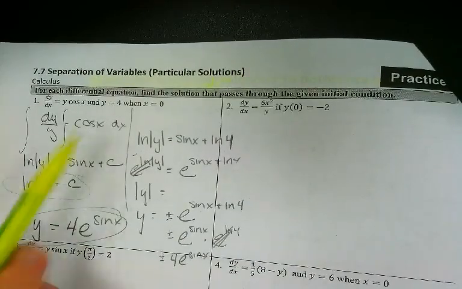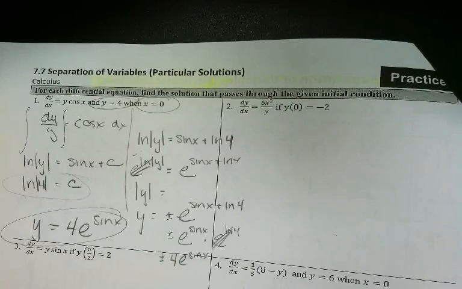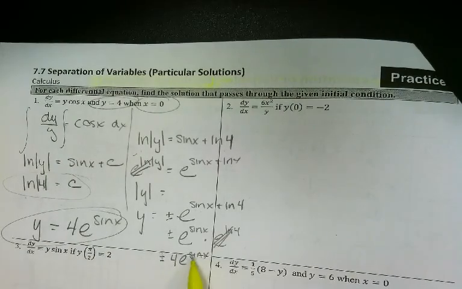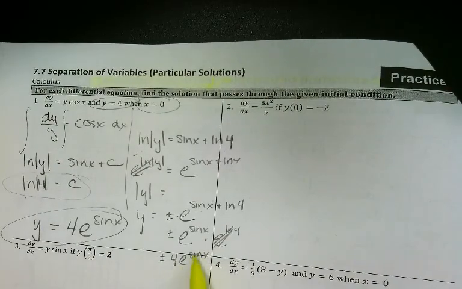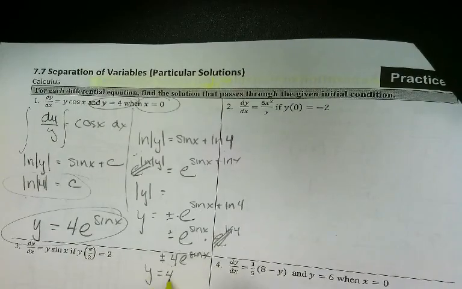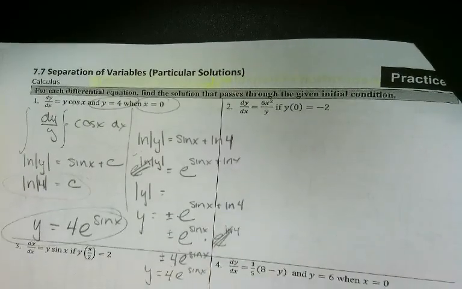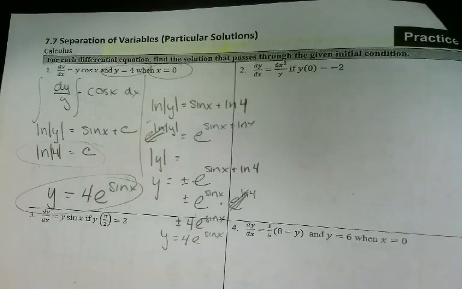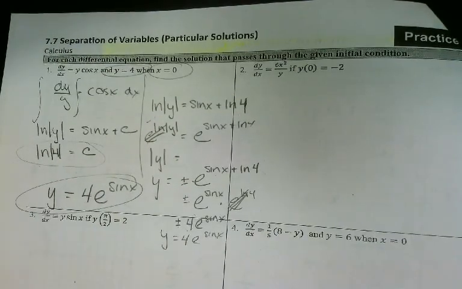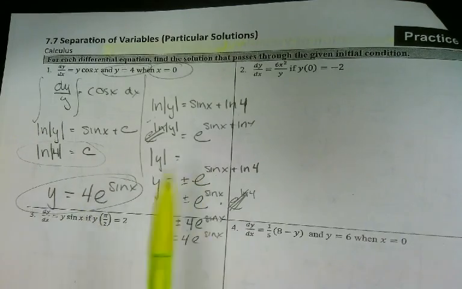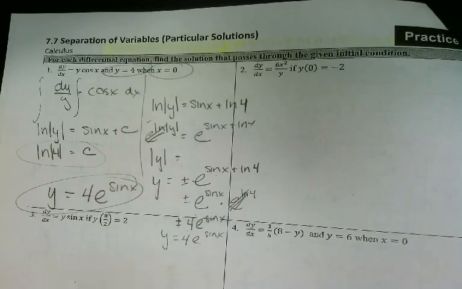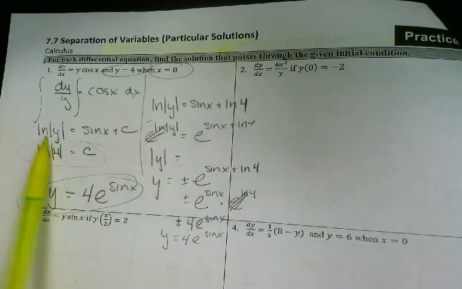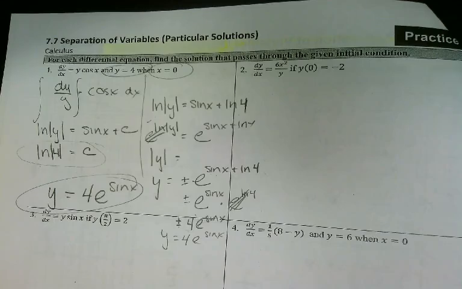And then I just want to say, when I plug in a 0, I have to get out a positive 4. So if I plug in a 0, the sine of 0 is 0, e to the 0 is 1 times 4. For this to be positive, I only want the positive version, 4e to the sine of x. But I always want to check and make sure that I get the number I want with that plus minus. Okay? I think, I'll have to double check, I can't remember exactly. I think if you miss the plus minus, it costs you 2 out of the 6 points. So be very careful. Anytime you have an ln, you got to have that plus minus to get rid of that absolute value.